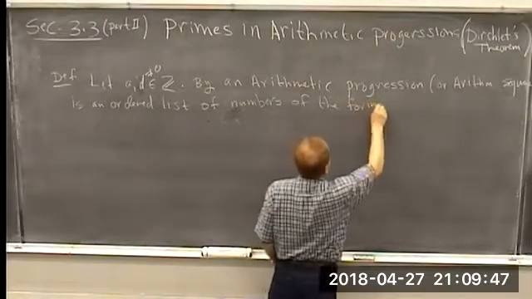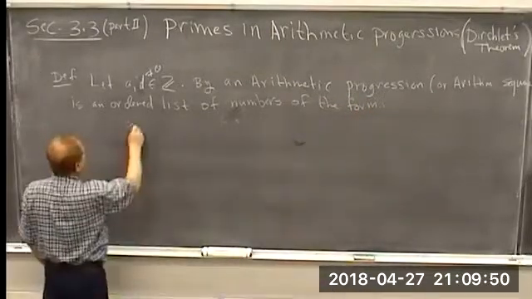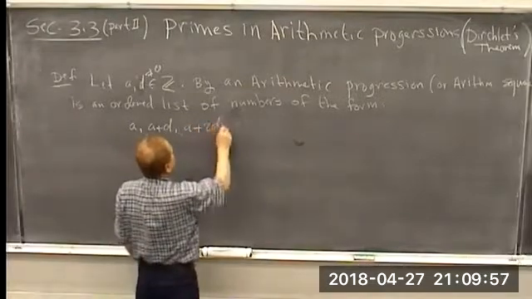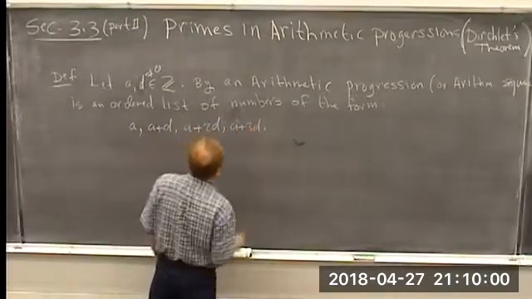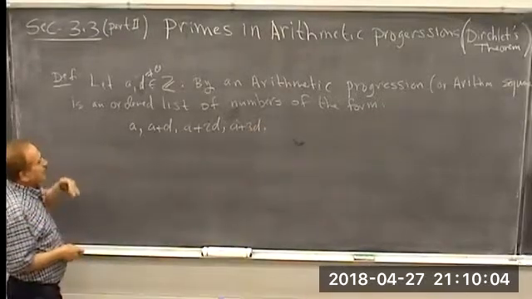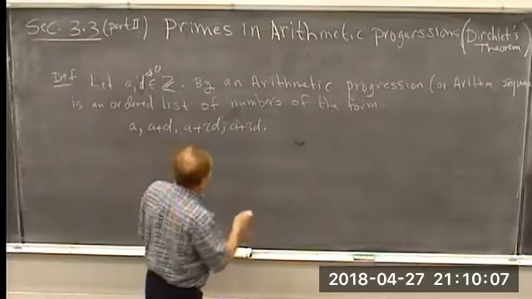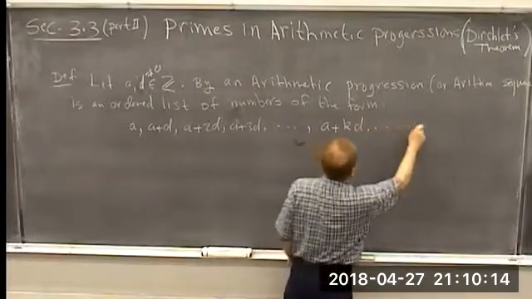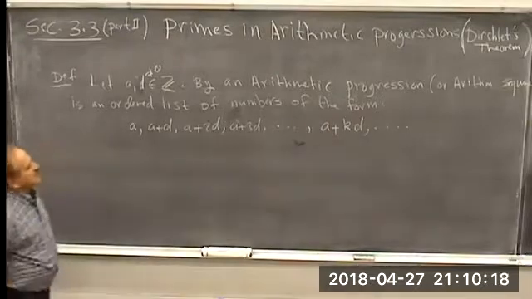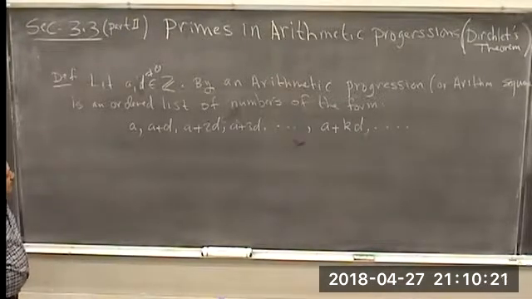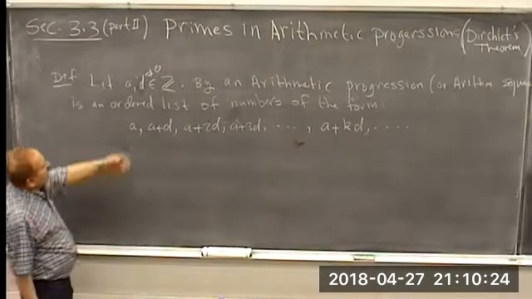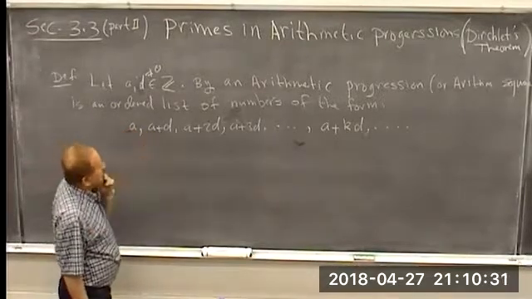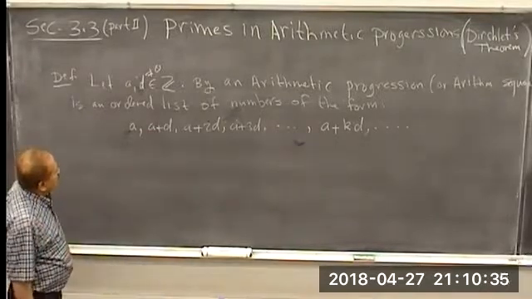Of the form, we start with A, then A plus D, then A plus 2D, and A plus 3D, and so on. So every time we add a D to the term to get the next term. So in general, this is A plus kD, and this would continue indefinitely. All right. So here's what we mean by arithmetic progression. It starts with a number, could be positive, negative, or it could actually be 0. And then we obtain every number from here by adding this D.